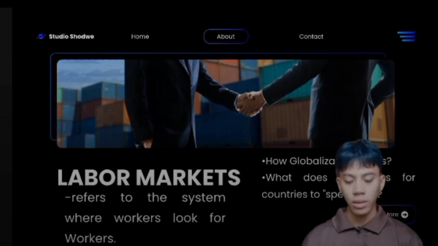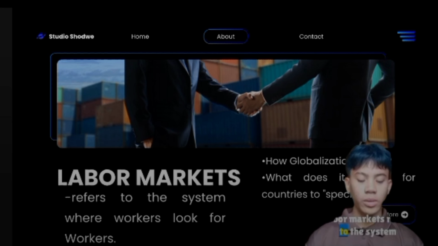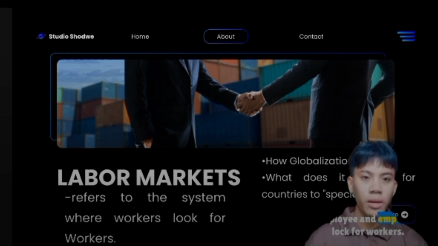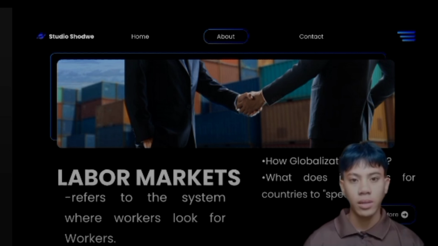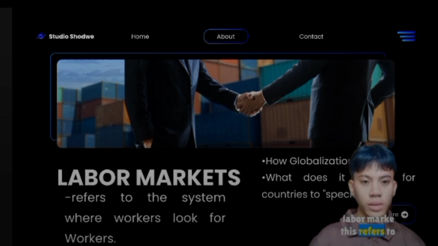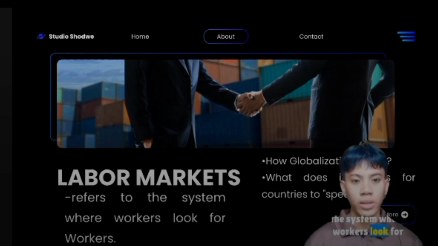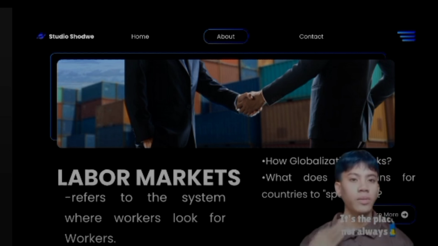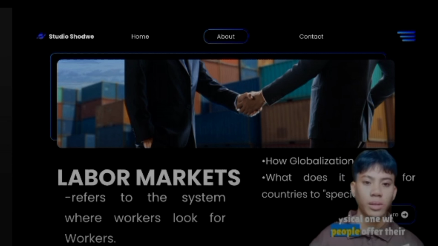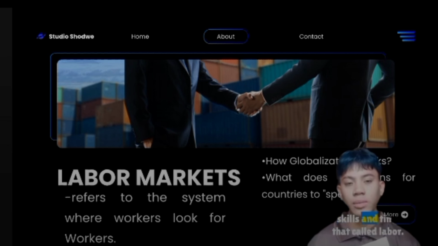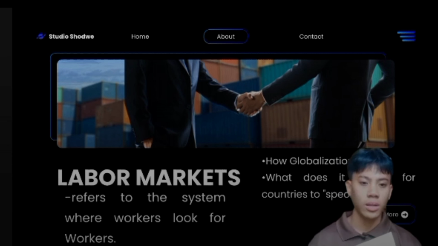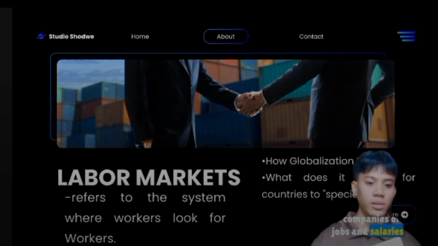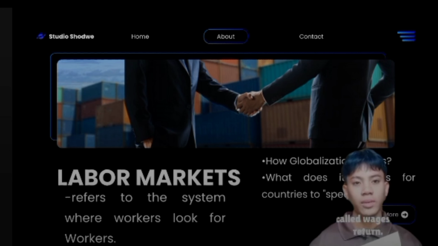Next, labor markets. Labor market refers to the system where workers look for jobs and employers or companies look for workers. It's the place, not always a physical one, where people offer their skills and time, called labor, and companies offer jobs and salaries, called wages, in return.